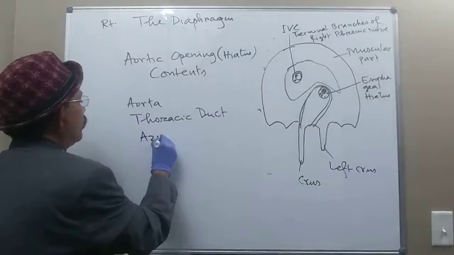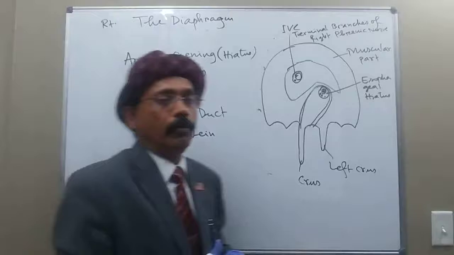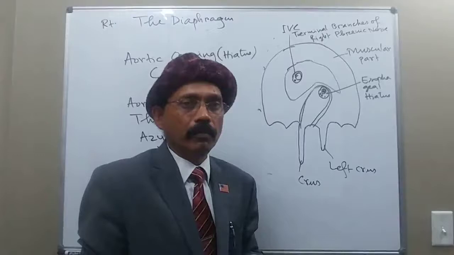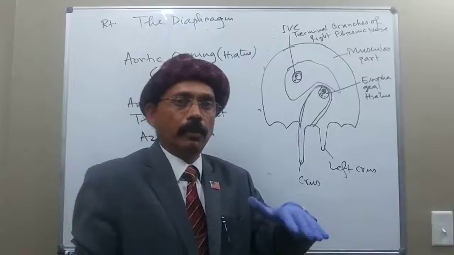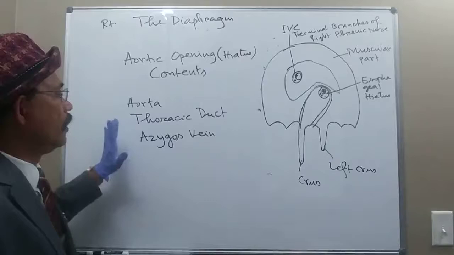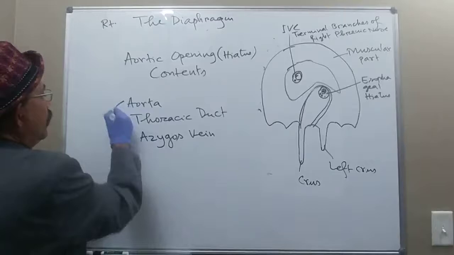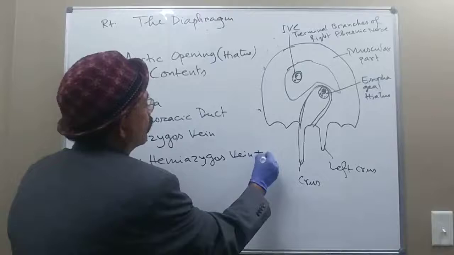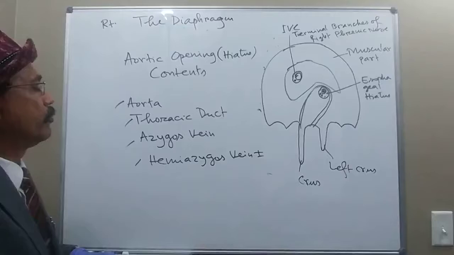Azygos vein will be a content of posterior mediastinum, will open into where? It will go to the superior vena cava. It will open inside the pericardium, a part of the middle mediastinum. So content of the aortic opening is aorta, azygos vein, and thoracic duct. We may get hemiazygos vein, may or may not, so may write plus minus. It may go through the aortic opening of the diaphragm, may not go through it. Okay, you got that?